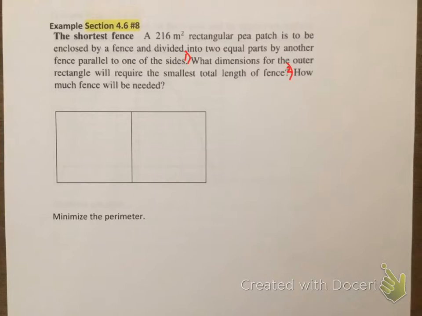So we know some things. This is 216 square meters and it is rectangular. So we have the area of a rectangle and it is 216 square meters. We also know that area is length times width.